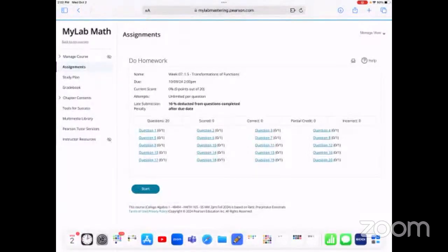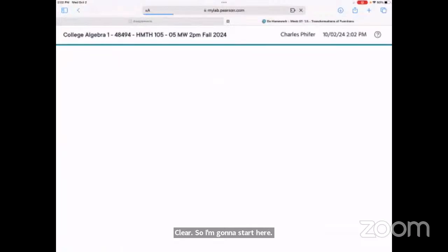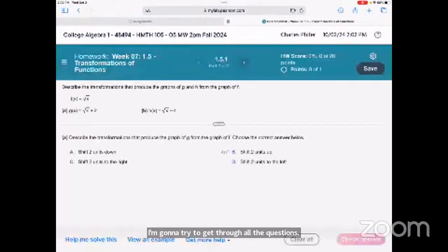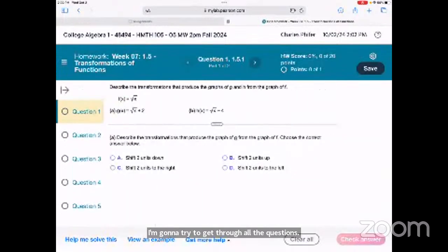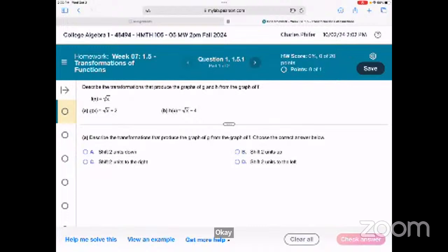Okay. So again, I think we can get through all the questions we were able to earlier. So I'm going to start here. I'm going to try to get through all the questions. Okay. So this first question comes from section 1.5. Question 1. Describe the transformations.